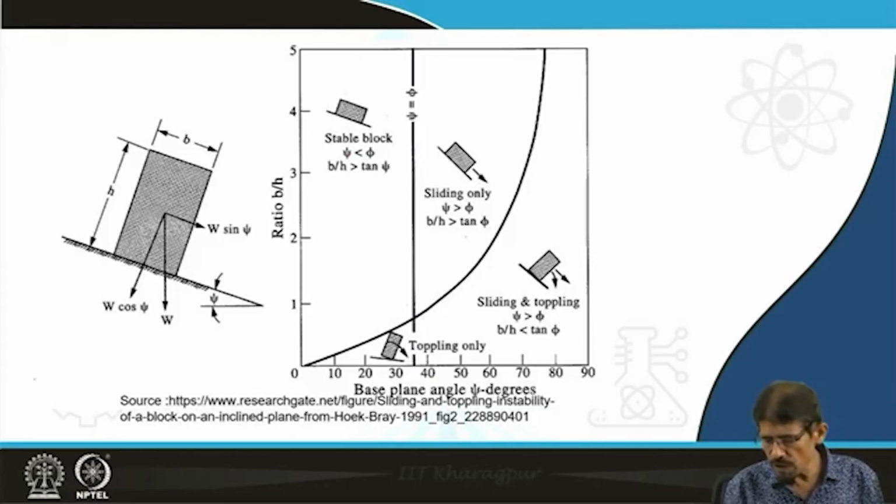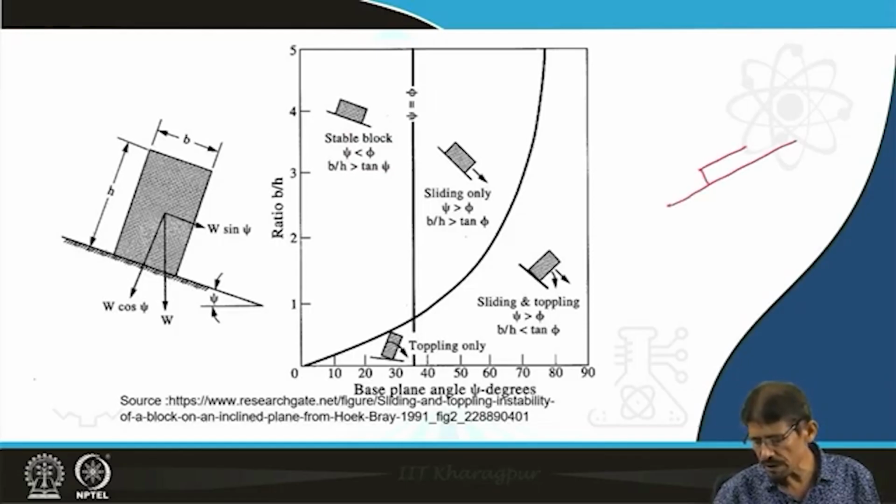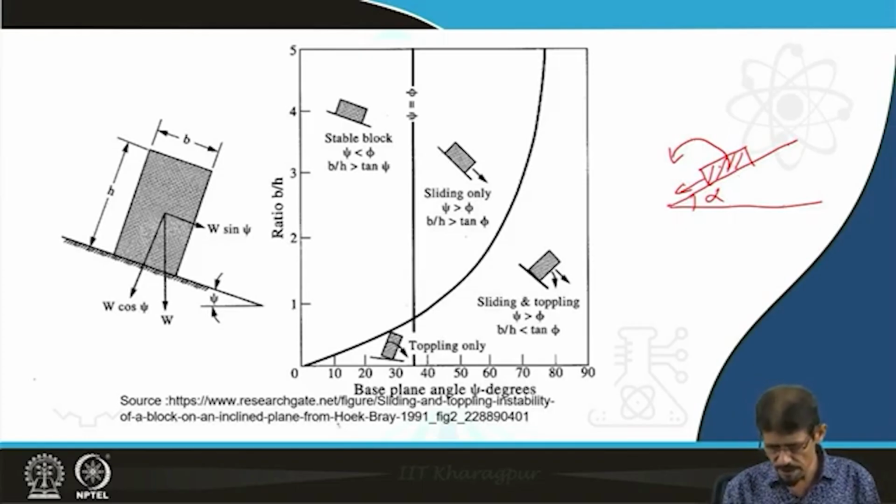A slope failure follows a simple concept, as we have already discussed in classes 8 to 10 in simple mathematics. When a block is resting on an inclined plane having some inclination, the block may slide down, or roll down, or roll down and slide. This concept was developed by Hoek and Bray in 1991, and I have taken the source from this. You can see this.